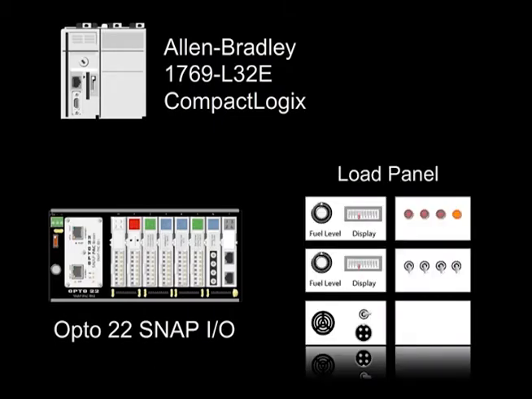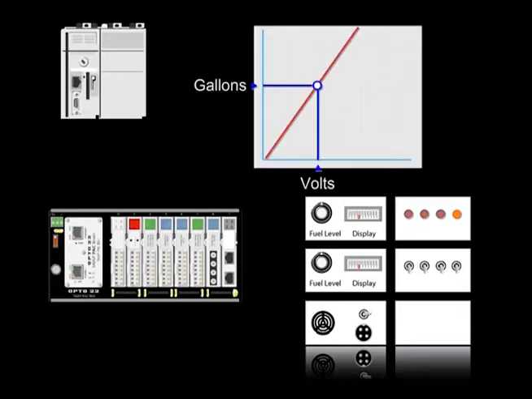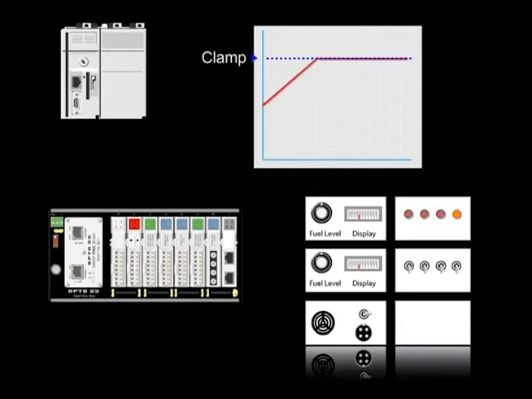We'll begin by configuring 2 analog points and scaling both into our desired engineering units. Next, I'll show how we can read the maximum value for the input and set a clamp on the output without any programming in RSLogix. Let's get started.